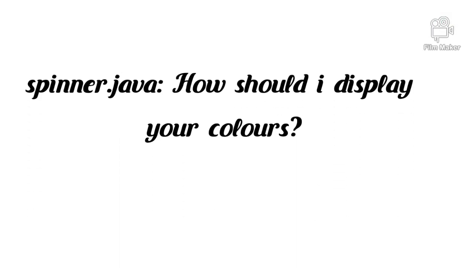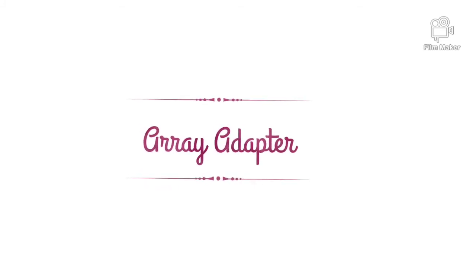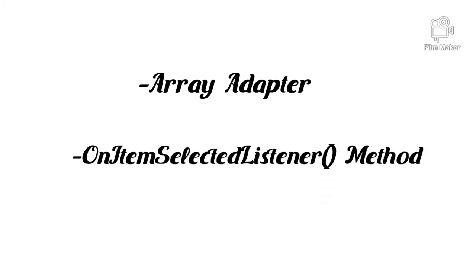Now, who will tell our Java file that we need to create a list or a spinner in our XML file? We want to display these colors in the form of a list. That work will be performed by an array adapter. Before moving further, let's know something about array adapter and onItemSelected method of spinner.